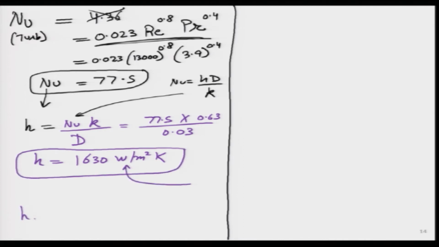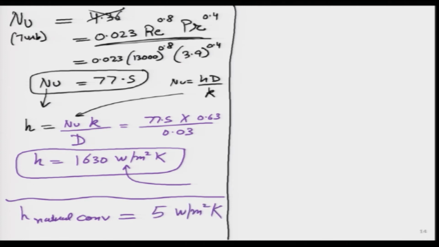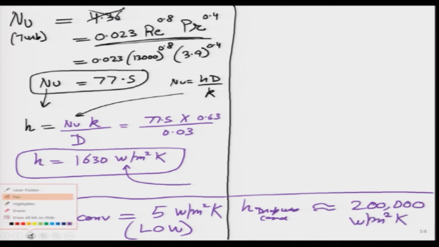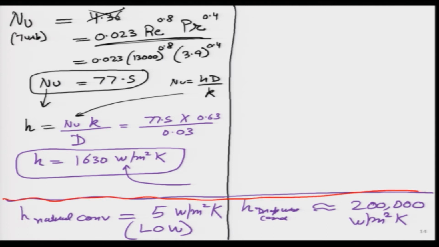Compare it with natural convection. I think 3 or 4 lectures back, we were looking at natural convection, and there we got the value of 5 watts per meter square Kelvin. So, I can write it is extremely low. As heat transfer engineers, we can also keep track of what type of values of h we are getting. For instance, for dropwise condensation, the h value was about 2 lakh watts per meter square Kelvin. That is extremely large. I think that is one of the highest values of h that we can ever see. So, in phase change, that value we can obtain.